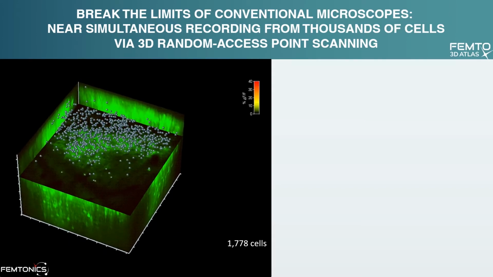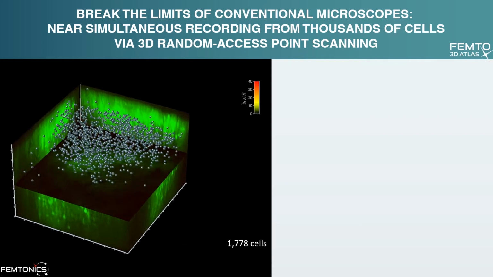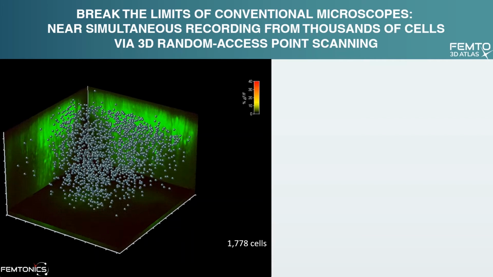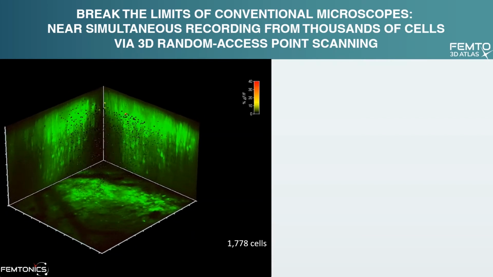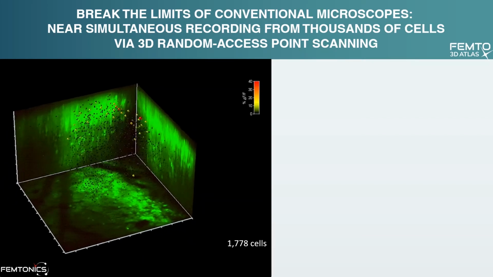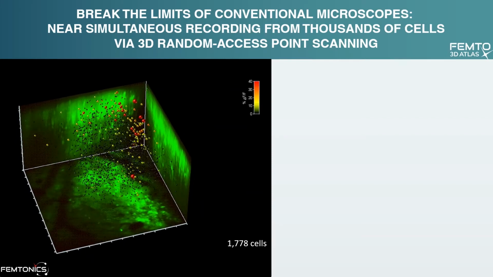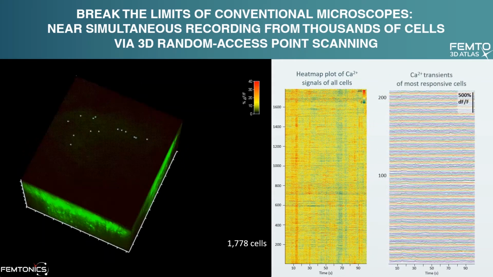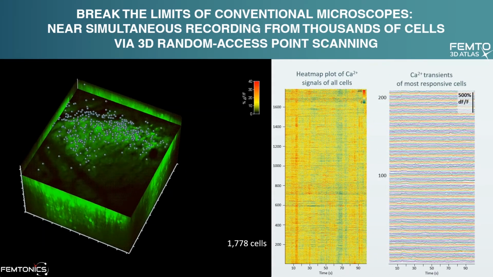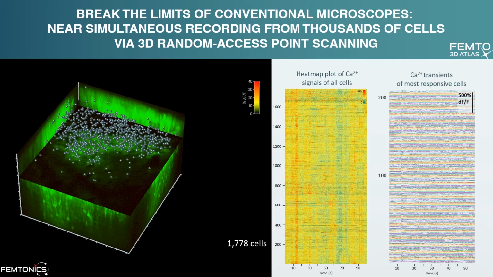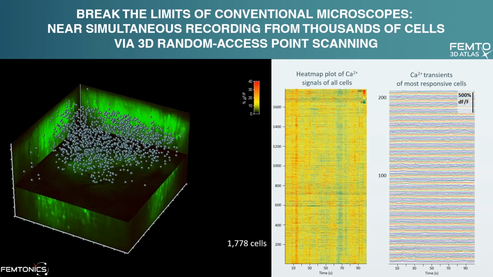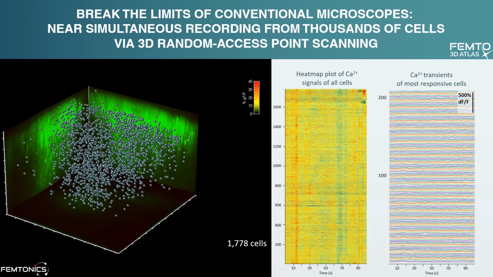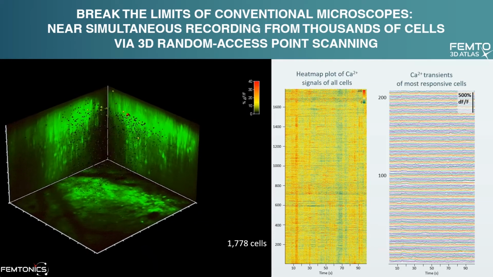On this slide, you can see an example recording performed with the 3D random access point scanning mode to sample fluorescence changes from 1778 cells in the mouse visual cortex. To the left, you can see the recorded cell locations in space. In the middle, the time series measured from all the cells on a heat map. Note the ensemble of the synchronously active cells appearing as a red line on the map. This very compact heat map view is expanded for the 200 most responsive cells in the plot to the right.